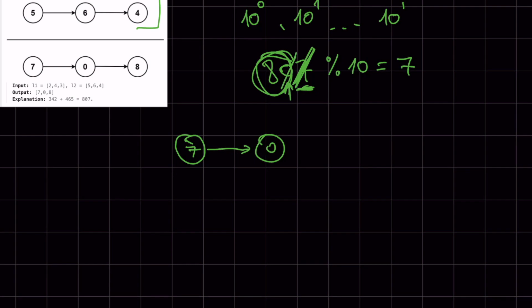Now we again divide by 10 and we get the last digit. And we're going to take the result modulo 10, and we are going to get 8. And when are we going to stop? Well, now when we divide 8 by 10, we get 0. So when we get to 0, we are going to stop. So this is how we convert a number to a list. And now let's move on to the code.